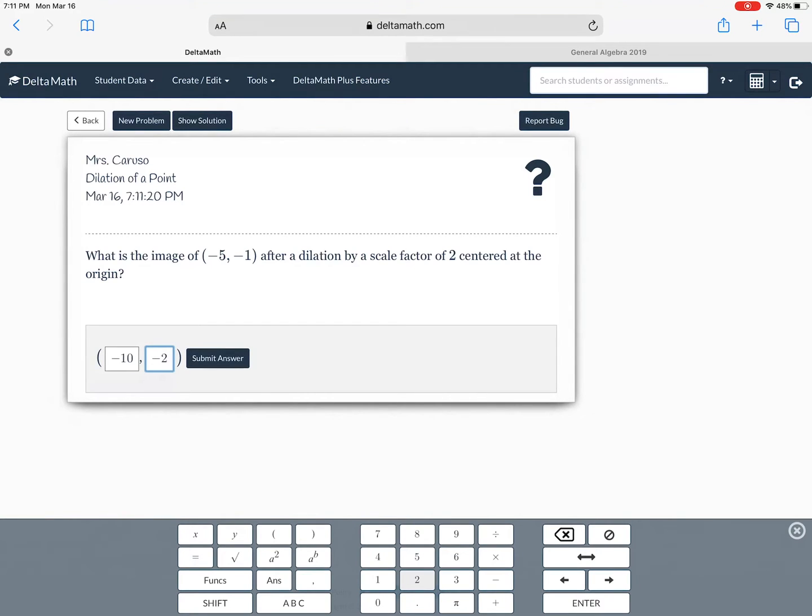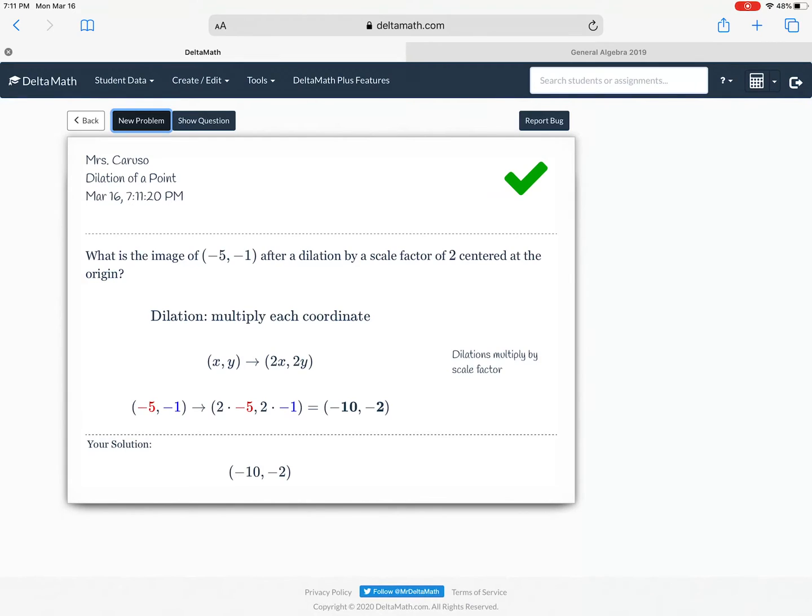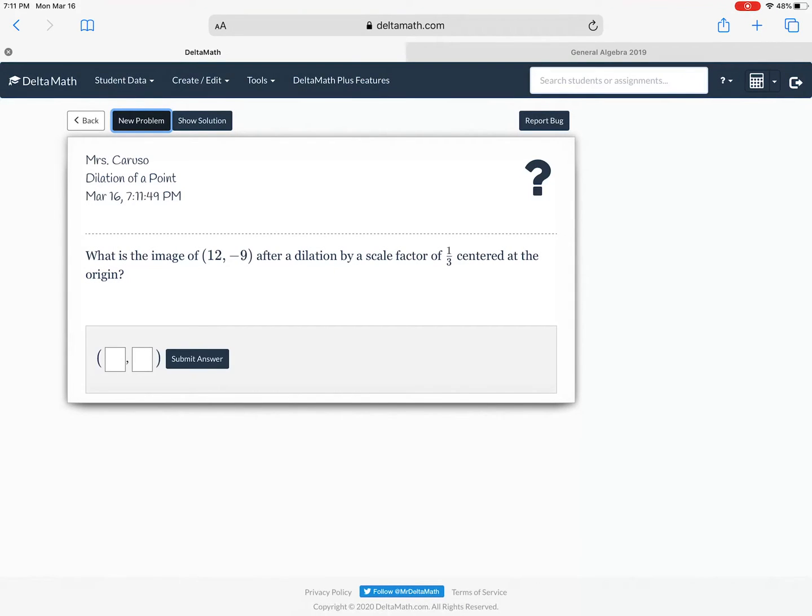I like doing this because I know I'm not making a mistake because it'll tell me if I'm wrong. It's a nice comfort. All right. Okay, really? Let's skip until we find something different. Thank you. 1/4. Okay. What is the image of -8, -8 after a dilation by a scale factor of 1/4?